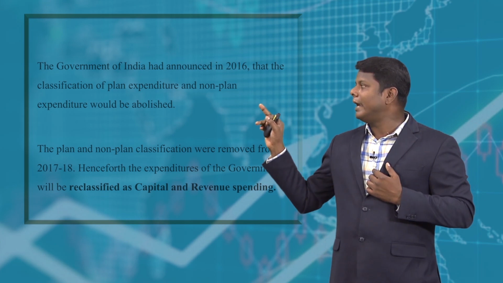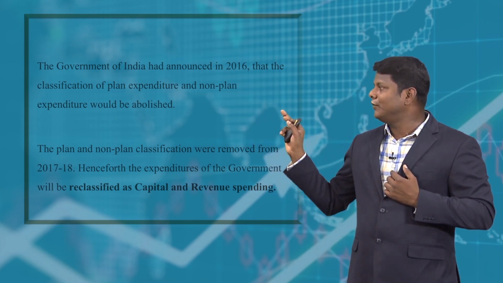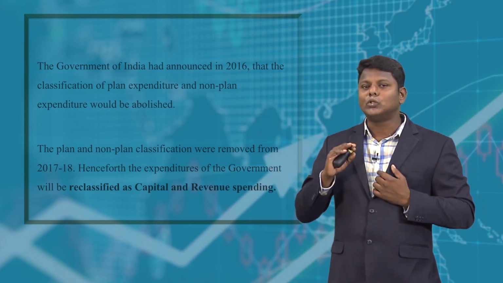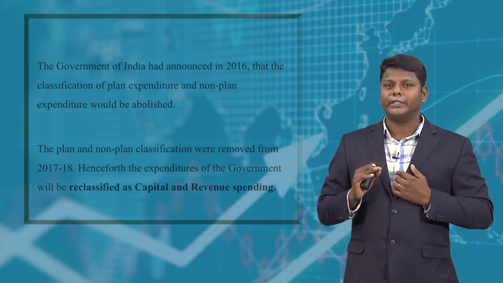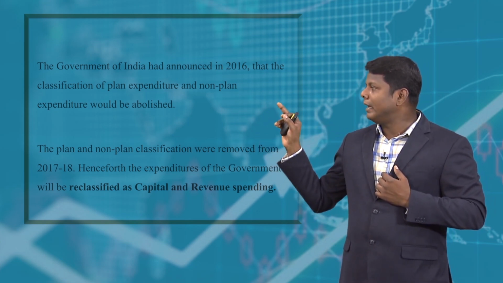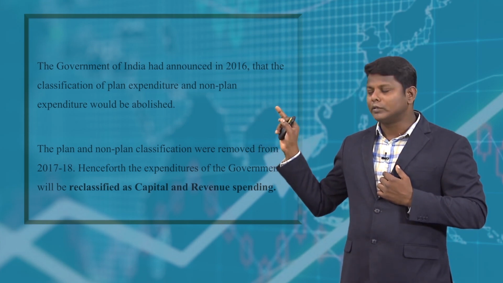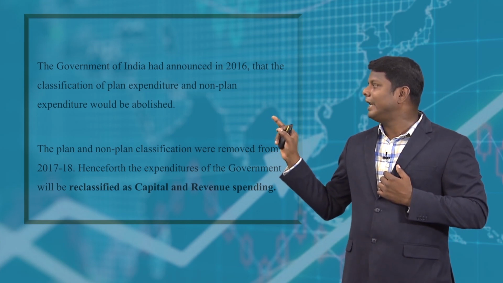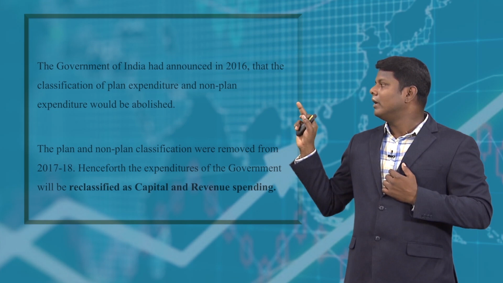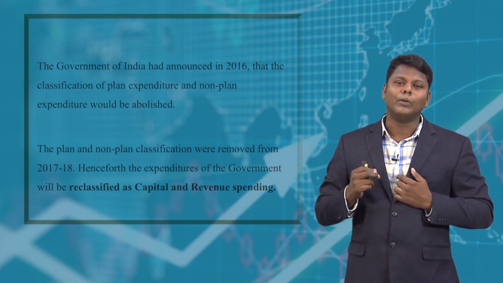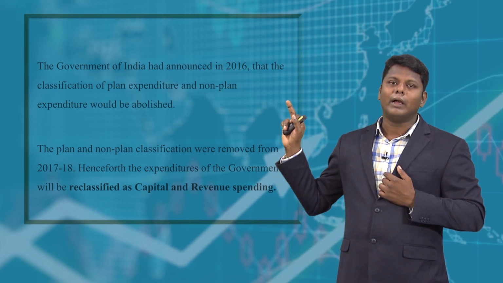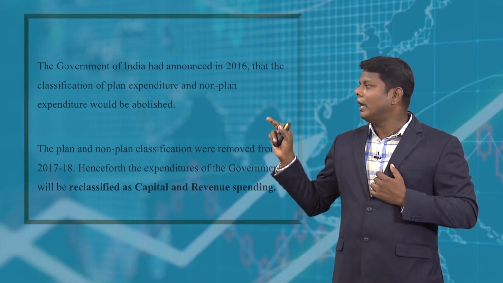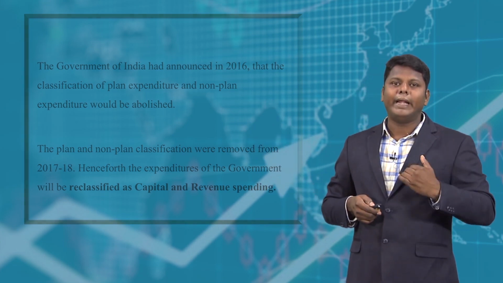The Government of India had announced in 2016 that the classification of plan expenditure and non-plan expenditure would be abolished. In 2016 itself it was announced, but the plan and non-plan classification was removed from 2017-18. Henceforth, the expenditure of the government will be reclassified as capital and revenue spending. They have come up with a new classification from 2017-18 onwards, reclassified as capital and revenue spending, replacing planned and non-planned expenditure.